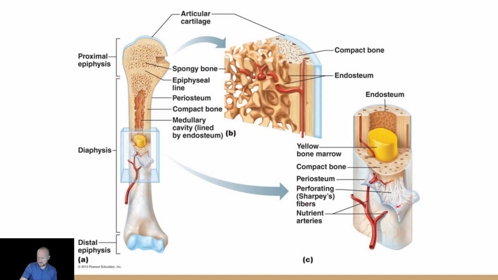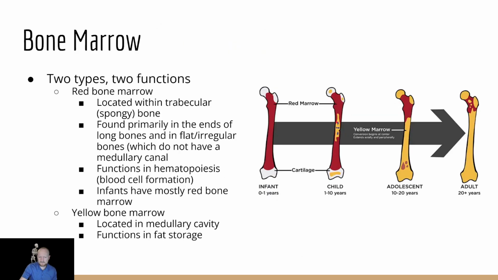Those Sharpey's fibers, that's that connective tissue holding that periosteum to the bone. Hopefully we will have these bones and we'll try pulling that off. It's very tough to get off. So our bone marrow, we have red and yellow.